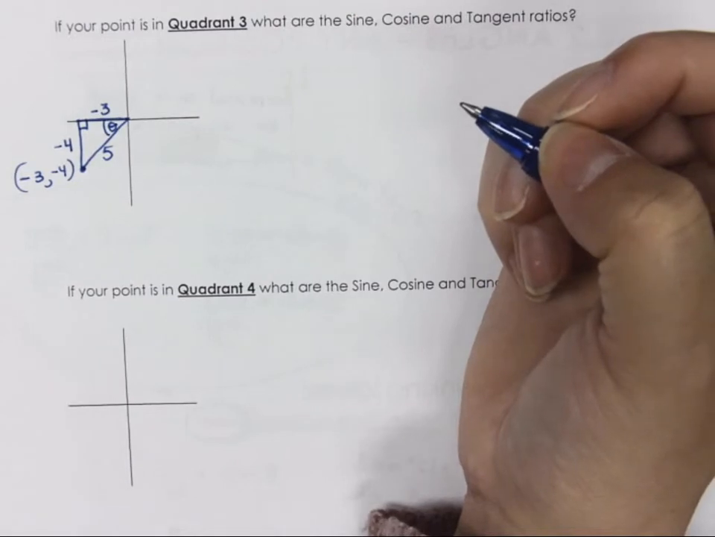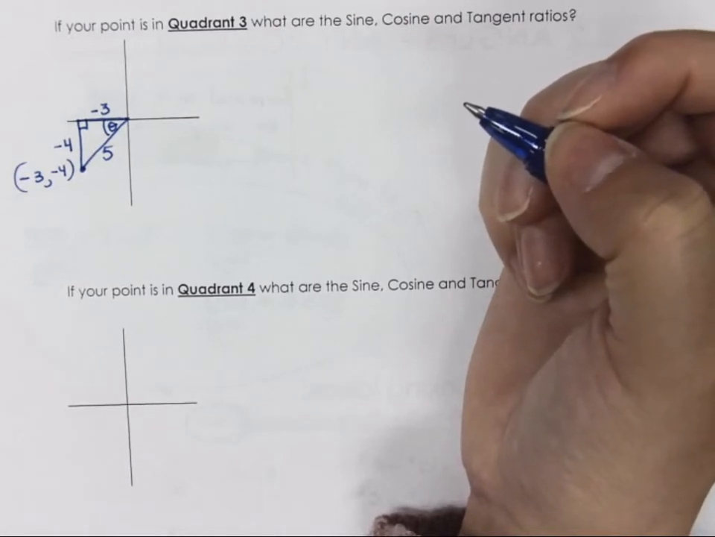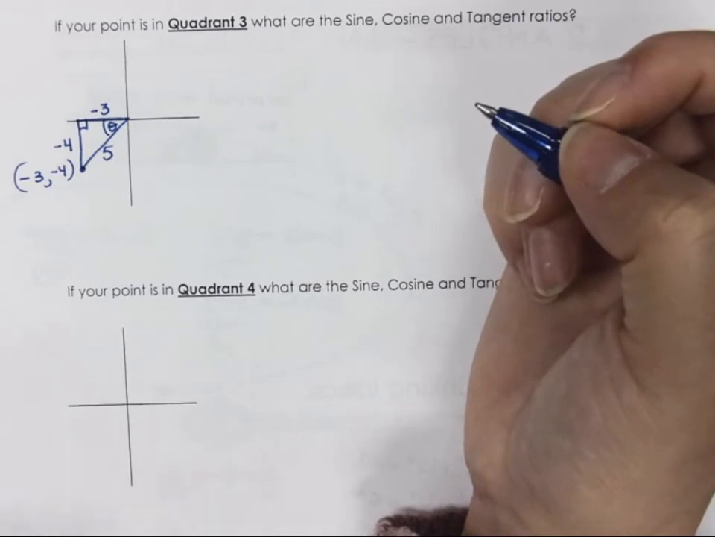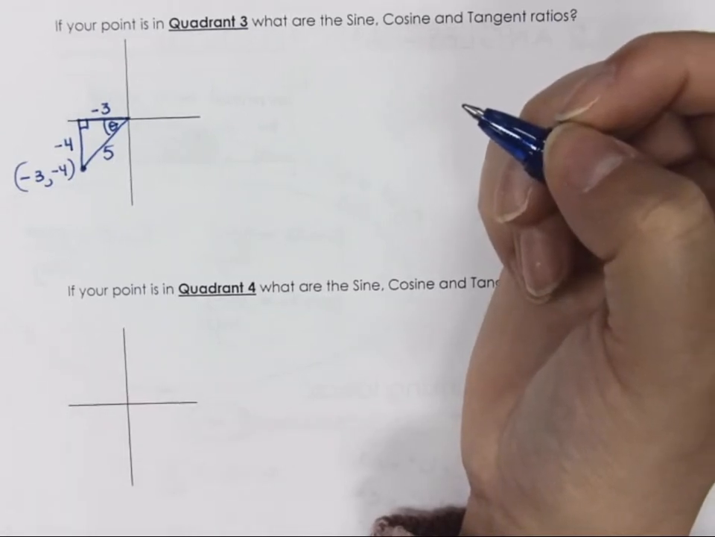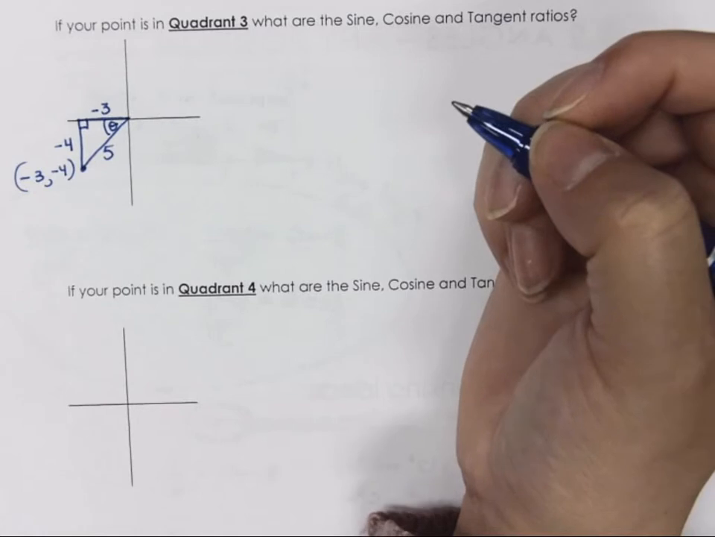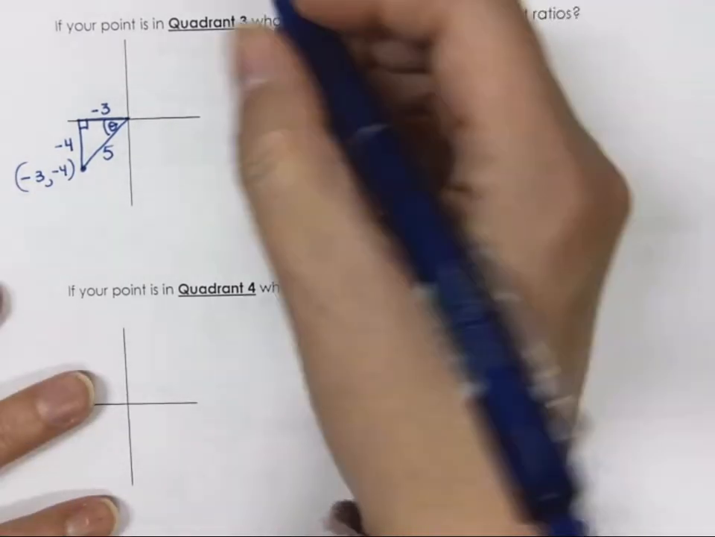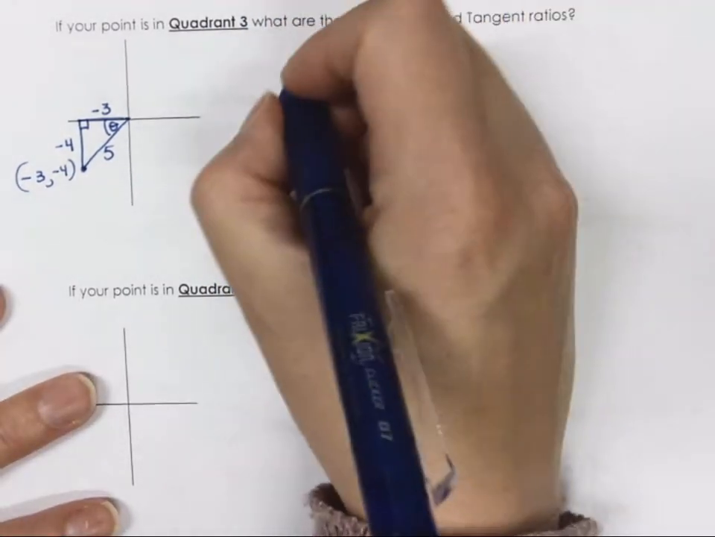But it's 5, 12, 13. 25 plus 144 is 169. The square root of 169 is 13. So 5, 12, 13 is a Pythagorean triple. There you go. So let's do our ratios.